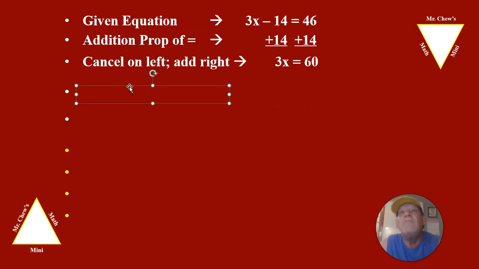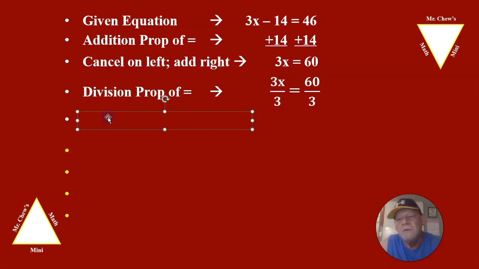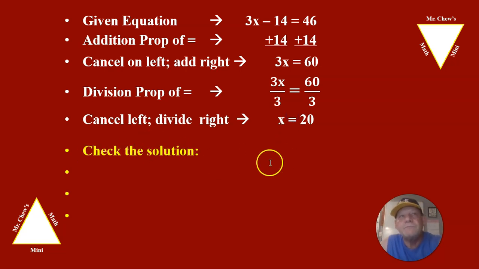Now I have to get rid of multiplying by 3, and I do that by using the division property of equality. So I divide both sides by the 3, and the 3 over 3 cancels. And my 60 divided by 3, when I divide that, I get x equals 20.